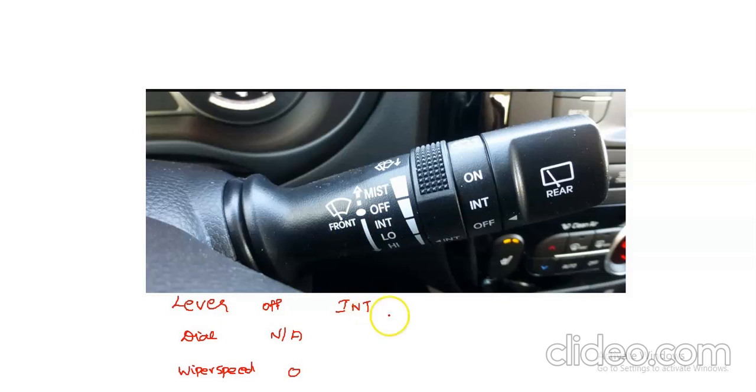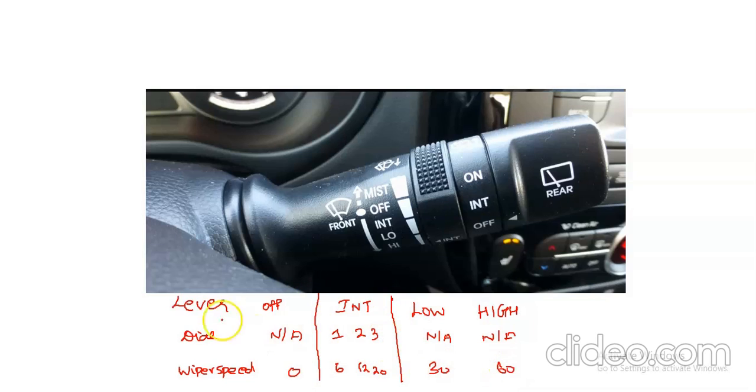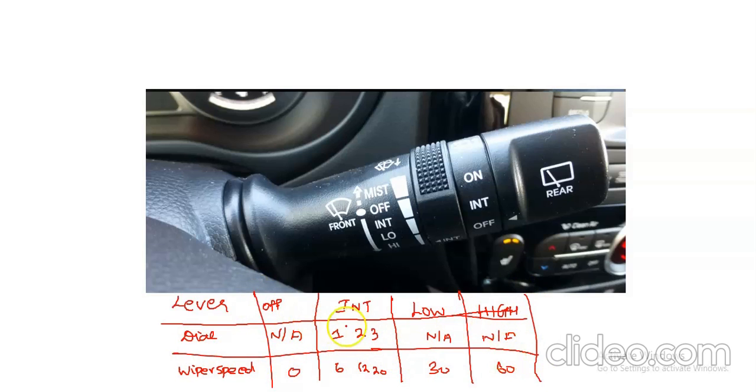When my lever is in the intermittent position, I can have three possibilities of dial: 1, 2 and 3. Here the wiper speed is 6 per minute, 12, and 20. The next lever position is low, the last is high. In these lever positions we will not get any dial numbers. Only when my lever is in the intermittent stage can I see this dial. Here 30 wipes, then 60 wipes. So this is the table I have formulated. I hope you got the working operation of the windshield wiper.